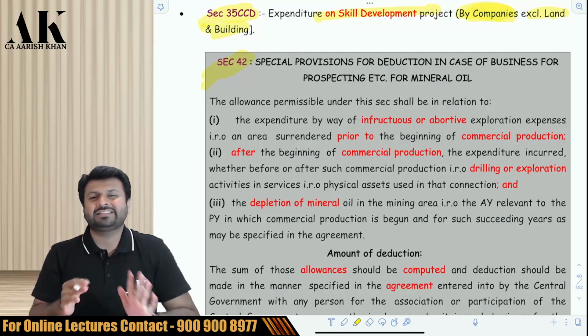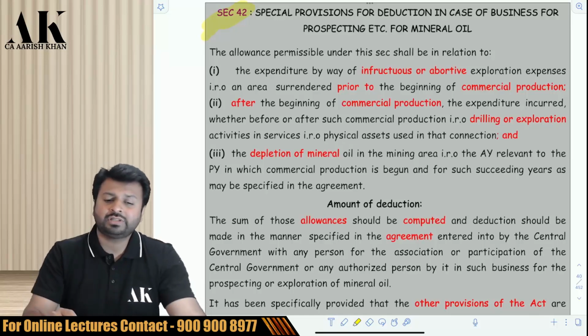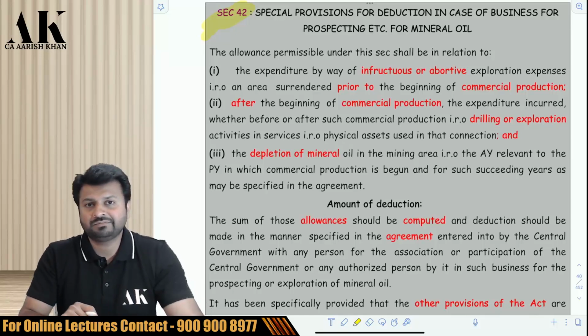This is what is given in this section. Apart from this, the section is not important for the exam. They have never asked this. Just go through it, and then we'll move on to the next chapter, and that is general deduction.